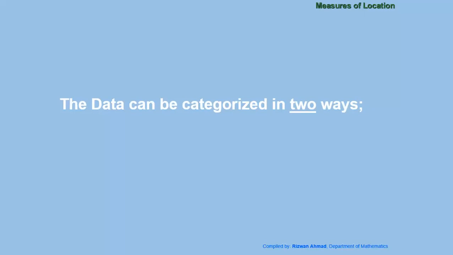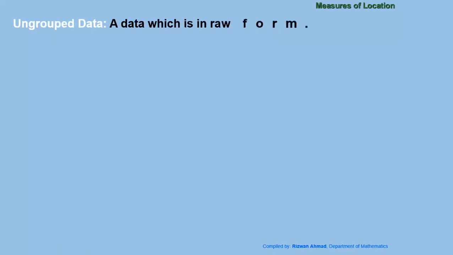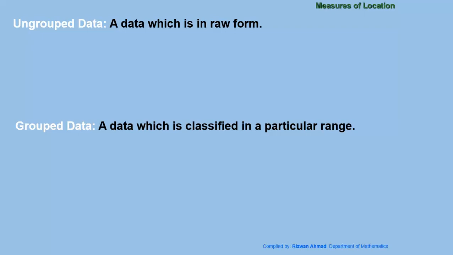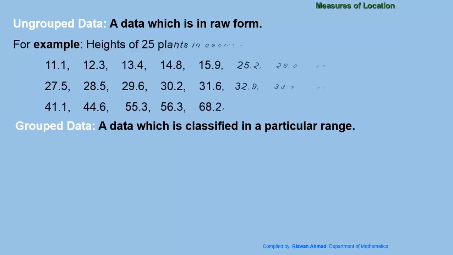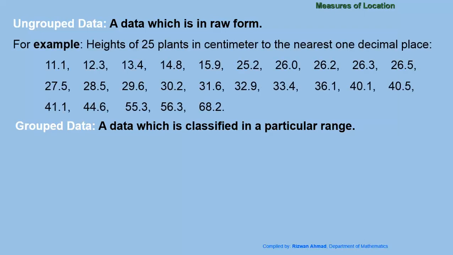Data can be categorized in two ways. One is ungrouped data, or data in the raw form, which is always ungrouped data. The other is grouped data, which is classified in a particular range and in groups. An example of ungrouped data is heights of 25 plants in centimeters to the nearest one decimal place. The data given here, 11.1, 12.3, 13.4 and so on, is ungrouped data.